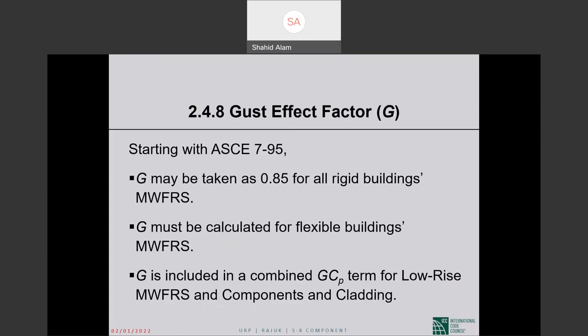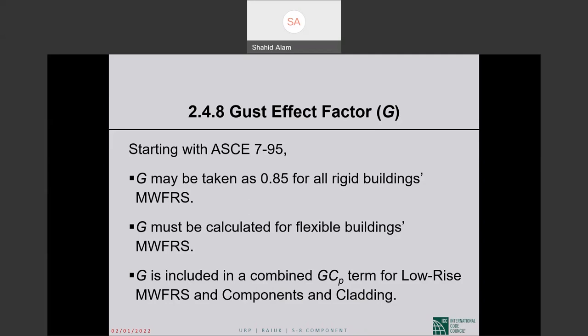Now, gust effect factor. Starting with AC7 95, again, I said 98, but 95 is when we switch to 3 second gust speed. So 95. Starting with when we adopted 3 second gust speed as the basis of design, G, as I told you, may be taken as 0.85 for all rigid buildings, and rigid versus flexible I will define fairly soon.